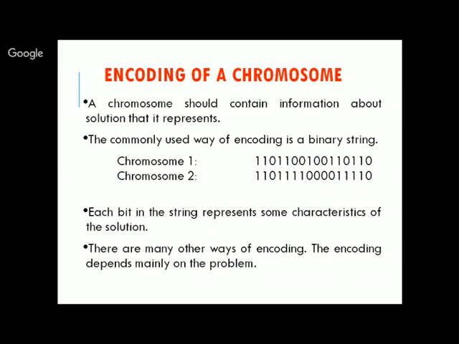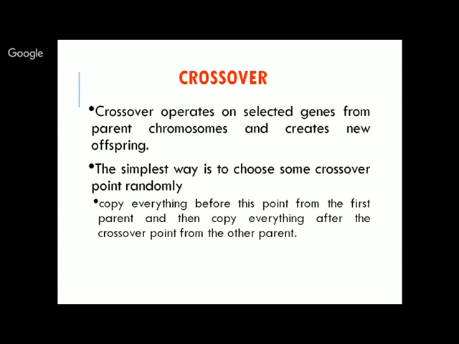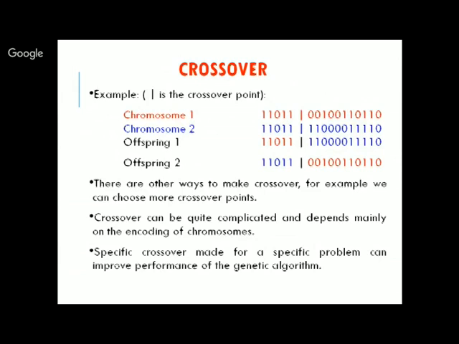Okay, so each bit in the string represents the characteristics of the solution. You all know that as the number of bits increases, the value increases, you know that. So there are many other ways also. So here, whatever encoding I have used, the chromosome is found out. And now we'll go on to the crossover of it.